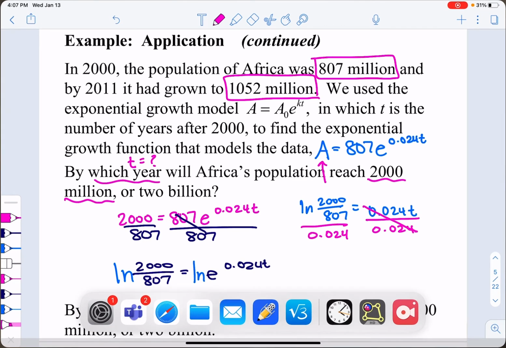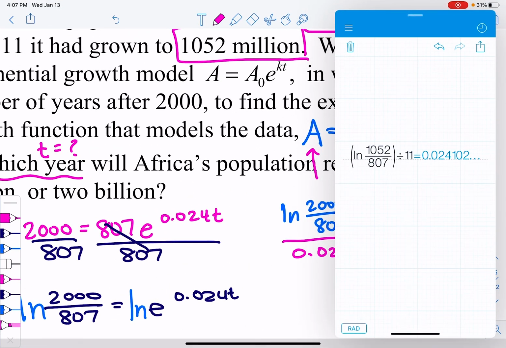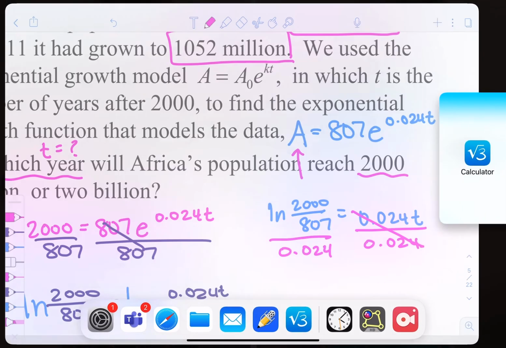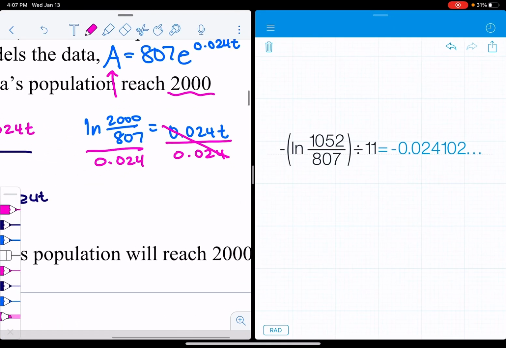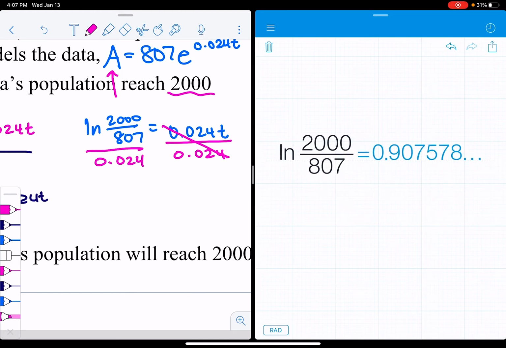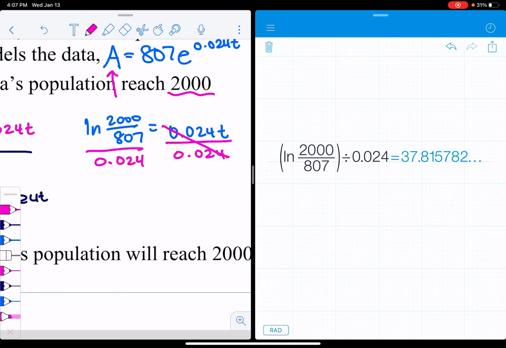So we need our handy dandy calculator again. It didn't open the way I wanted, sorry. There we go. So now we are taking the ln of 2,000 divided by 807, ln of 2,000 divided by 807, that we then need to take and divide by 0.024. So we end up with 37.8.